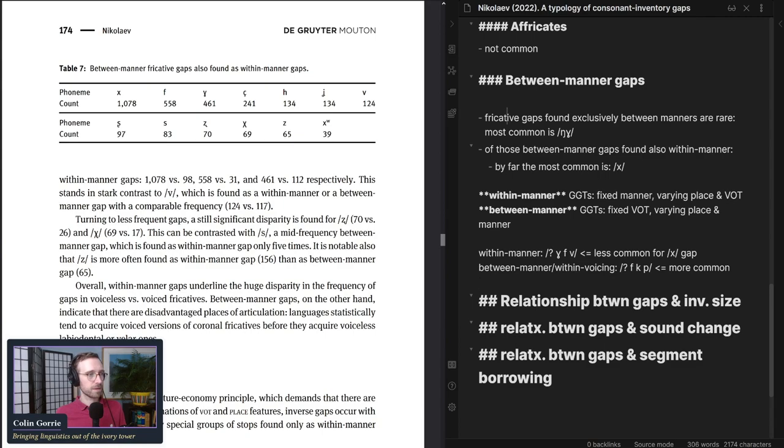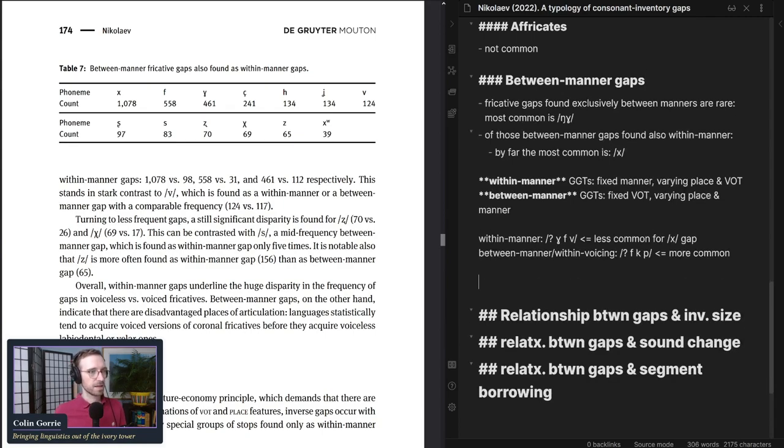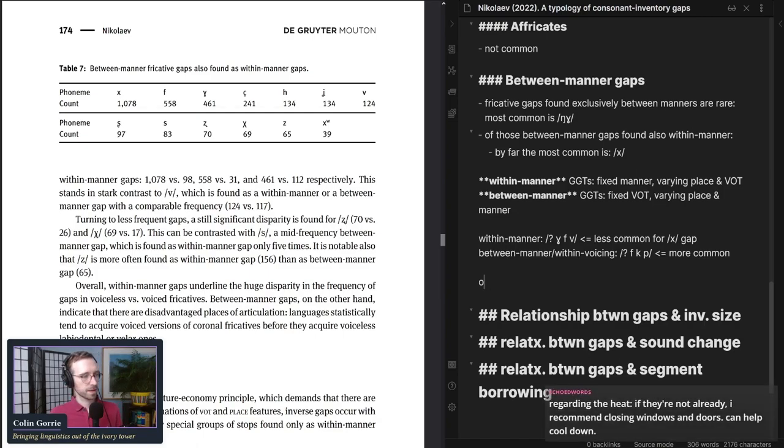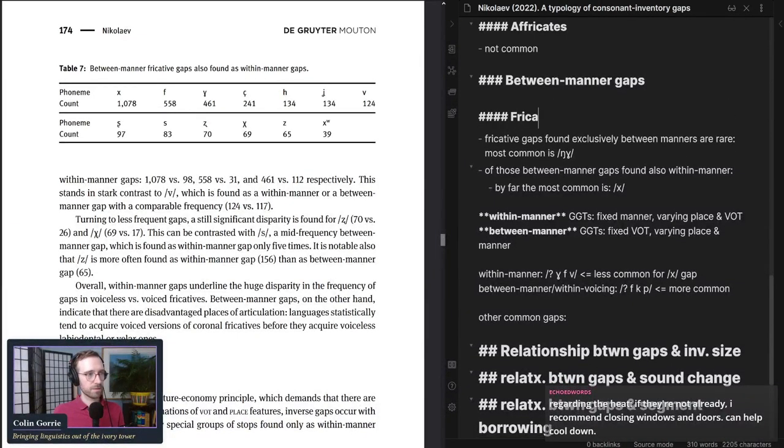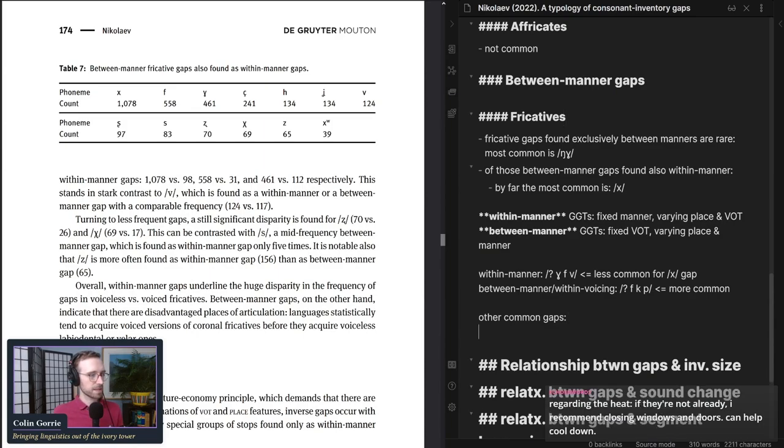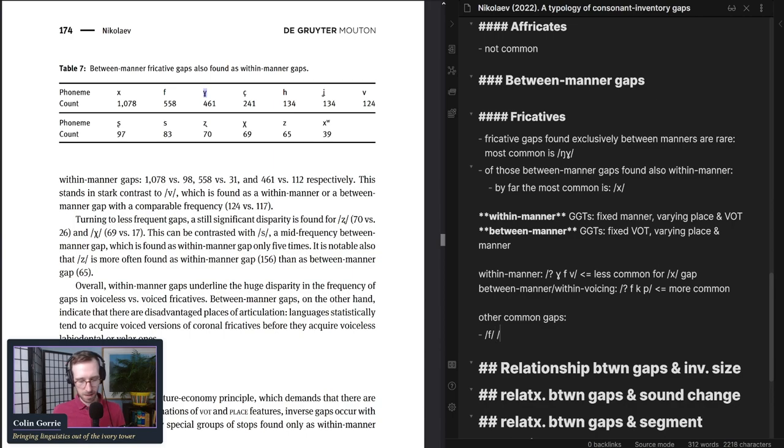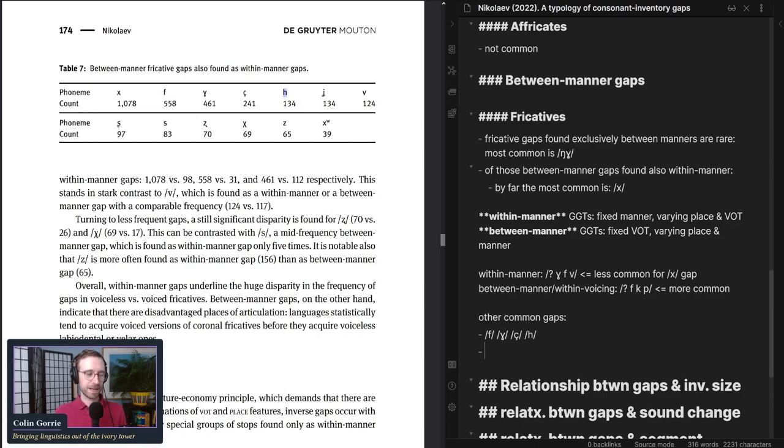Okay, so then what else do we have? The between manner, the within voicing gaps. So we are lacking other common gaps. So we're talking about fricatives here. So let's get this. Fricatives, other common gaps, F, R, here, interesting, H. So this is where, if you have H, this would be something where you have like a glottal stop, because we're between manner. So if you have a between manner gap for H, that implies you have, say, pa, fa, but no ha. I think that's what we're dealing with.